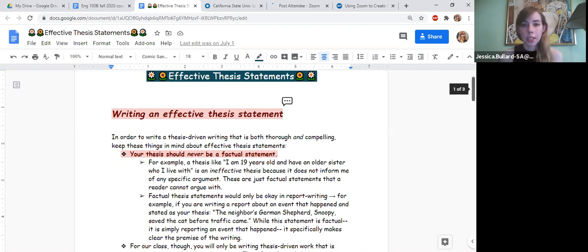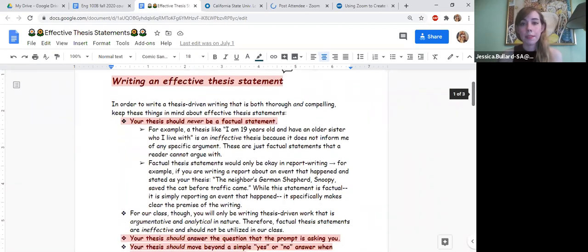So like I already mentioned, your thesis should never be a factual statement. So I gave an example here. I am 19 years old and have an older sister who I live with. This is an ineffective thesis statement. This is not effective because it does not tell me anything about your perspective on a topic. I can't disagree that you're 19 years old and have a sister who you live with, right? This is just a simple fact. This is not what we're looking for in this class, right?